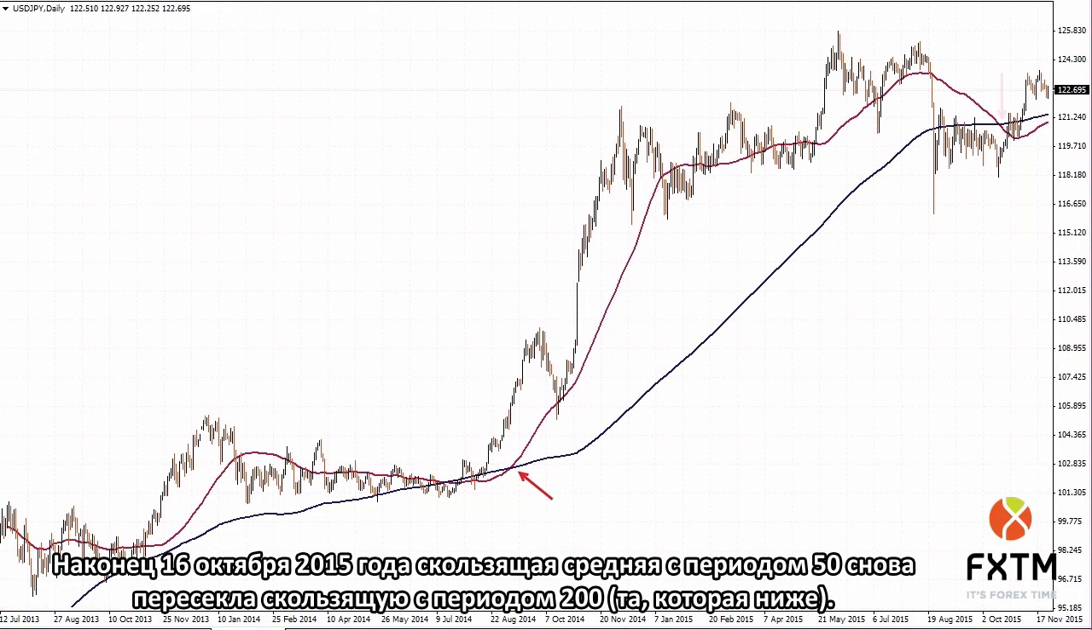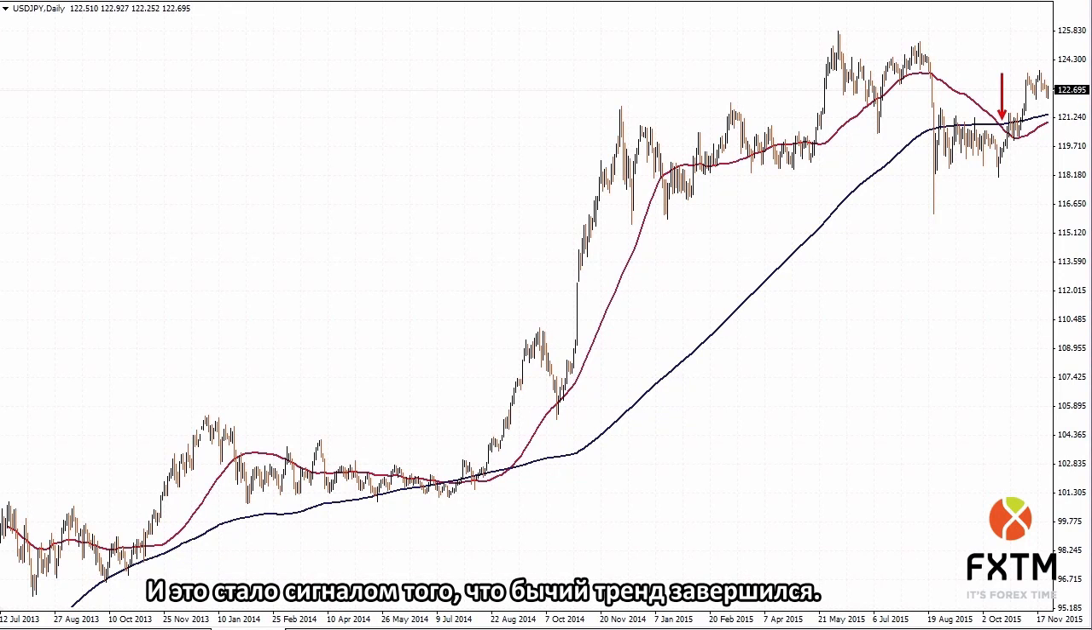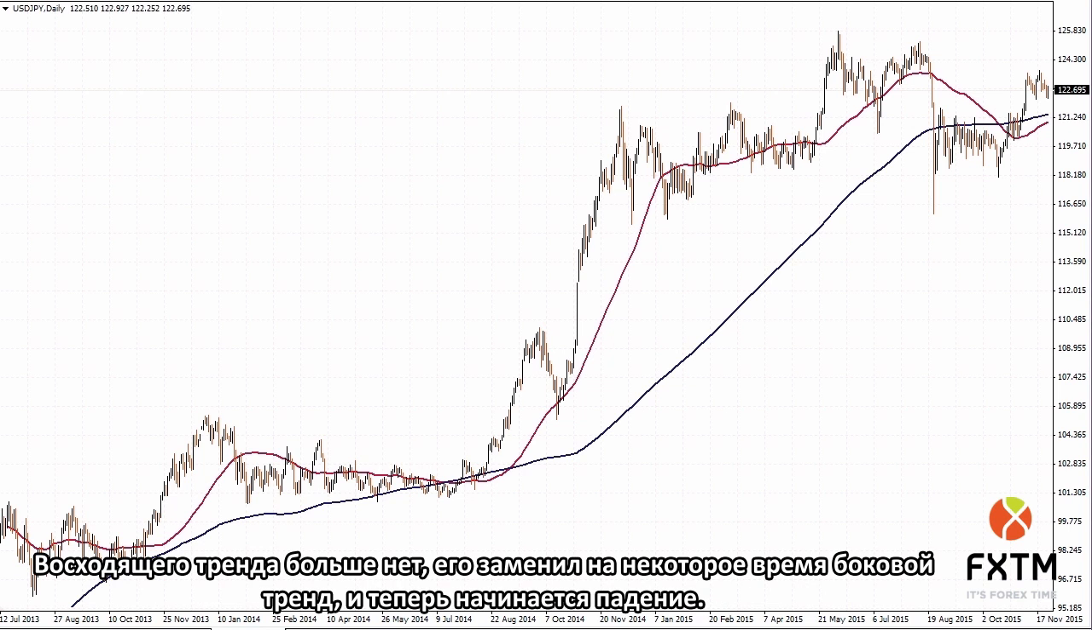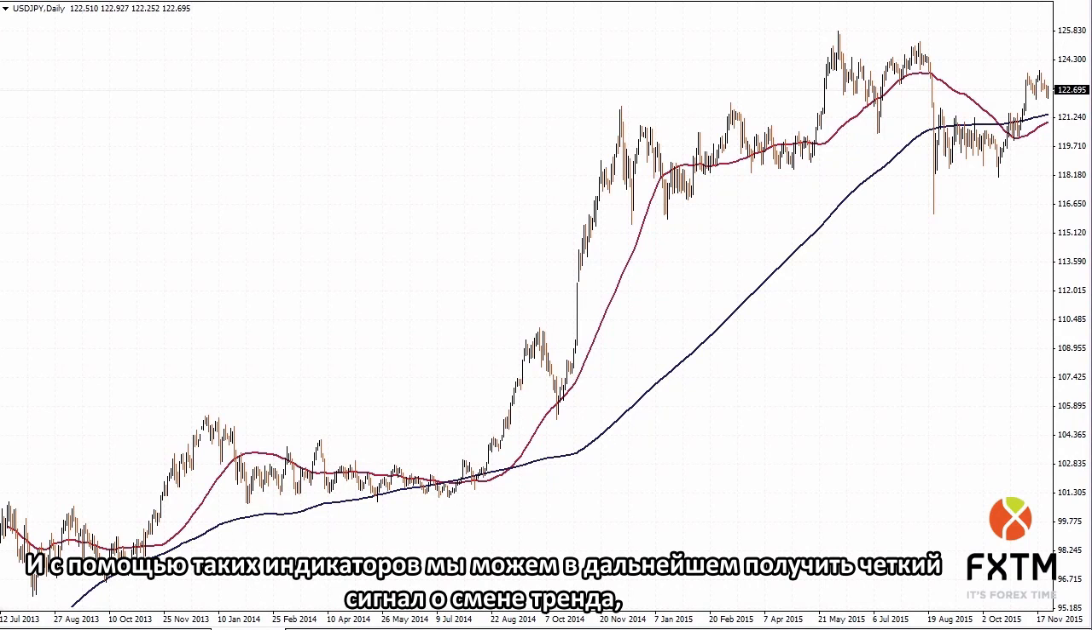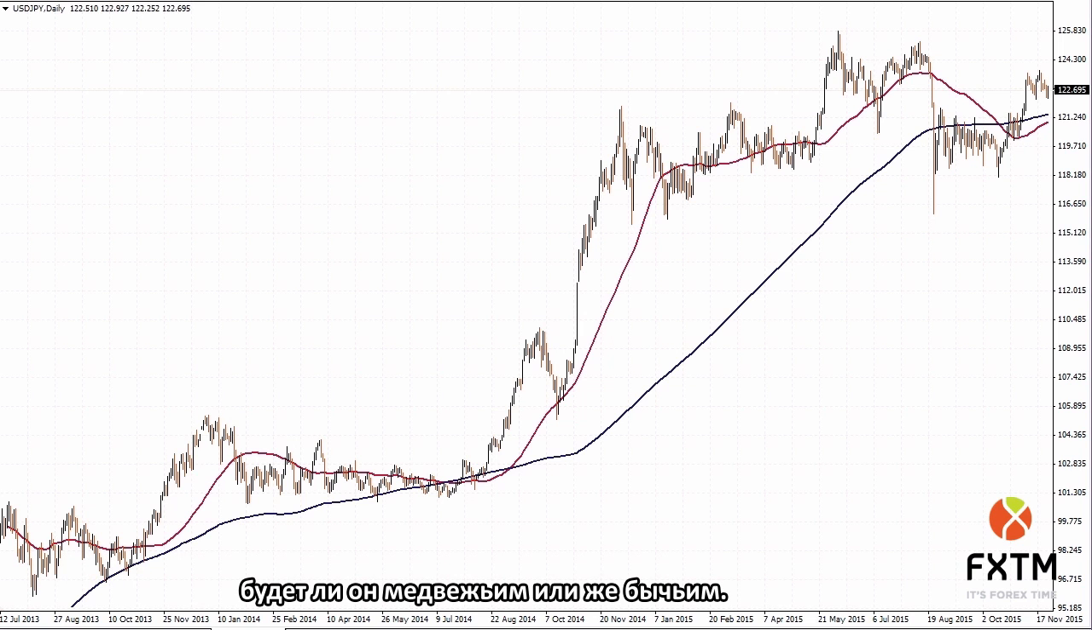Then finally, in October of 2015, the fast moving average, the 50-period moving average, crossed below the 200-period moving average, or the slower one, on the 16th. So we would look at that as a benchmark signal that that bullish trend is now over. The trend had gone flat for a while and now is really starting to degrade. And this is one of those ways to create an unambiguous signal, one direction or the other. It's either bearish or it's bullish.